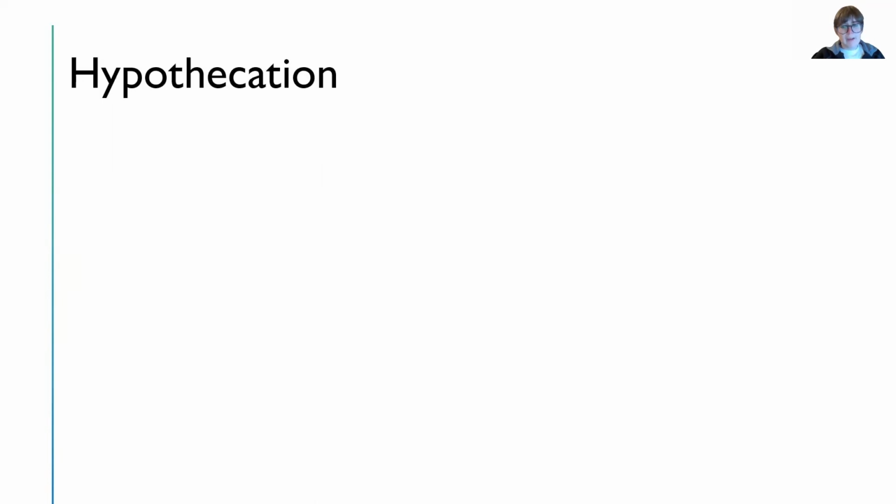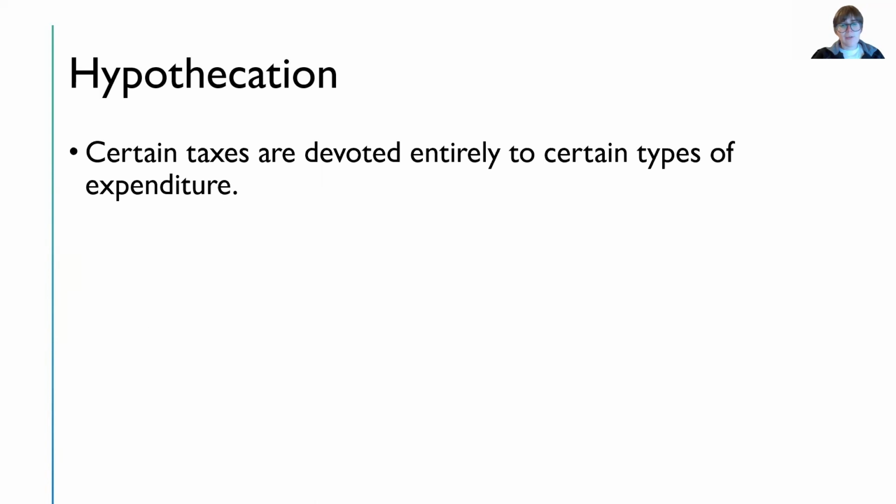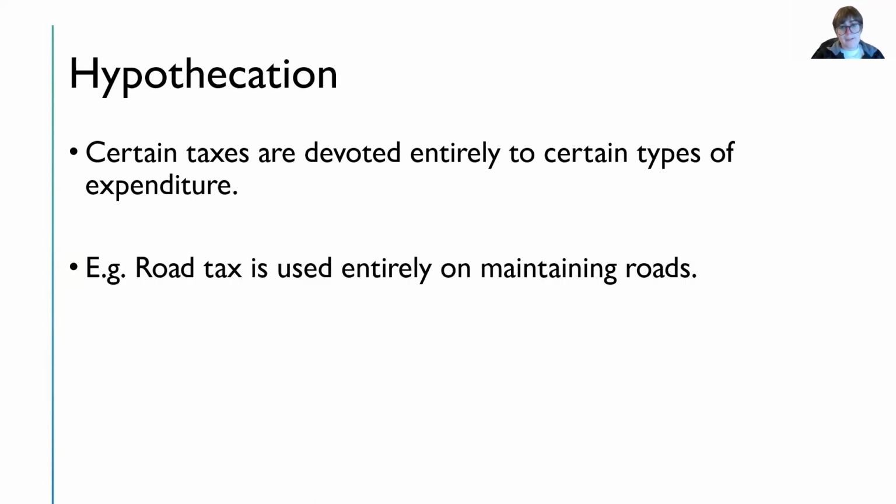Hypothecation then. So by this, certain taxes are devoted entirely to certain types of expenditure. So a prime example here in the UK is if you own a vehicle, you need to pay road tax. That road tax is used simply for maintaining roads, even though it perhaps isn't quite used how we would like it to be.